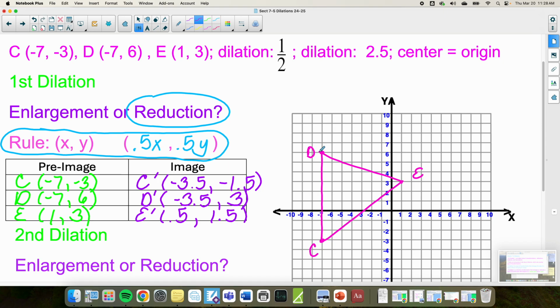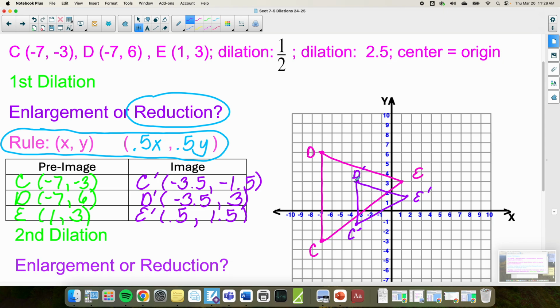Okay. Then when I go to do my image, I'm gonna graph the 3 points here in purple. So C prime is -3.5, -1.5. Okay, that's my C prime. D prime is -3.5 up 3. And E prime is 1.5, 1.5 right here. And then I would connect those 3. Okay.